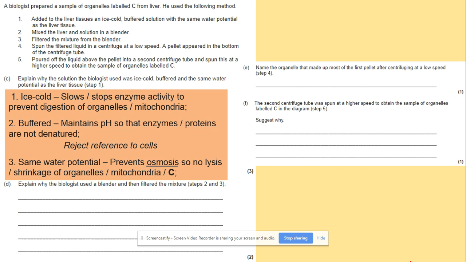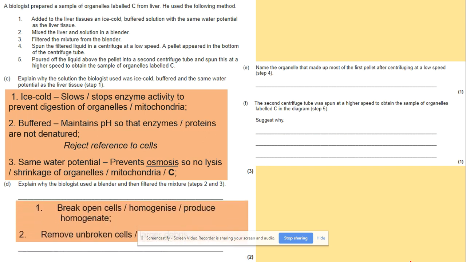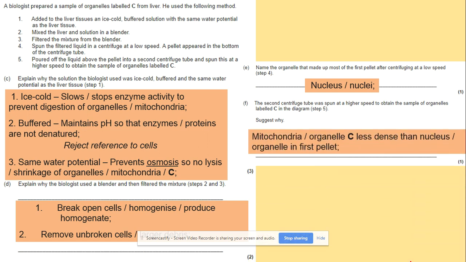Explain why biologists use the blender and then filtrate. The blender breaks open cells, and the filtrate removes large debris. Name the organelle that will be in the first pellet: always nucleus. The centrifuge tube was spun at a higher speed to obtain the sample of organelles labeled C, and suggest why: because it's less dense than the nucleus. So you need to compare it to the nucleus.